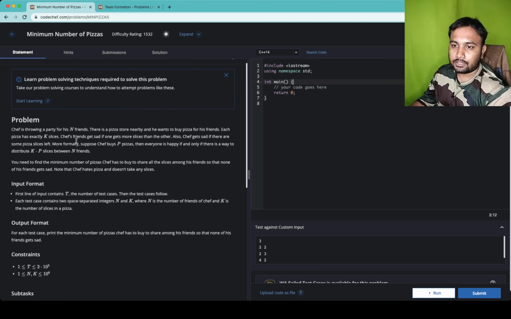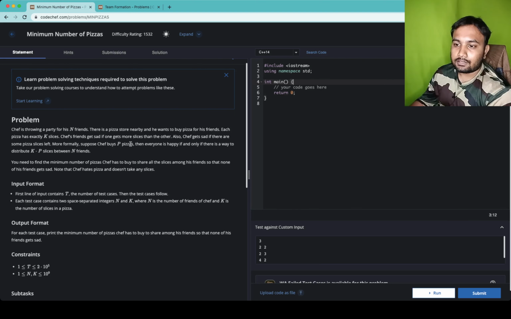So chef is throwing a party for his 10 friends, and there is a pizza store nearby, and he wants to buy pizza for his friends. Each pizza has exactly 8 slices, and chef's friends get sad if one gets more slices than the other. Okay, so he wants to distribute slices evenly among his 10 friends. Also chef gets sad if there are some pizza slices left. So basically whatever the pizzas are there, they should be completed. Basically there should not be any leftovers, right?